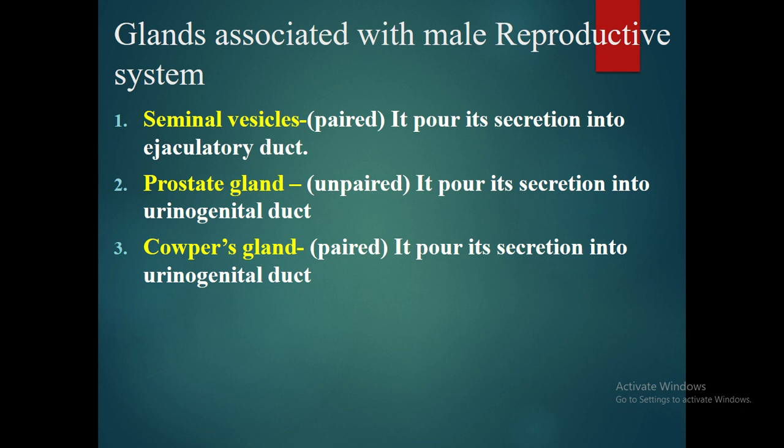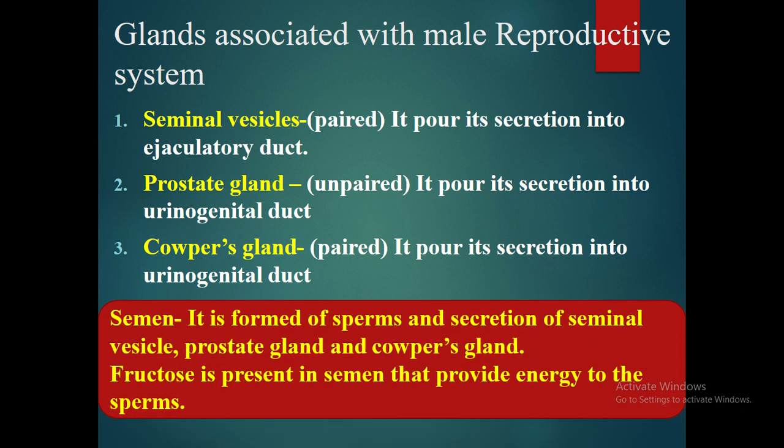Yes, there are 3 glands associated with the male reproductive system, that is seminal vesicle, paired. It pour its secretion into the ejaculatory duct. Second, prostate gland, unpaired. It pour its secretion into urinogenital duct. Whereas third, Cowper's gland, which is again paired, it pour its secretion into the urinogenital duct. Now what is semen? It is formed of sperm and secretion of seminal vesicle, prostate gland and Cowper's gland. Fructose is present in semen that provide energy to the sperms.